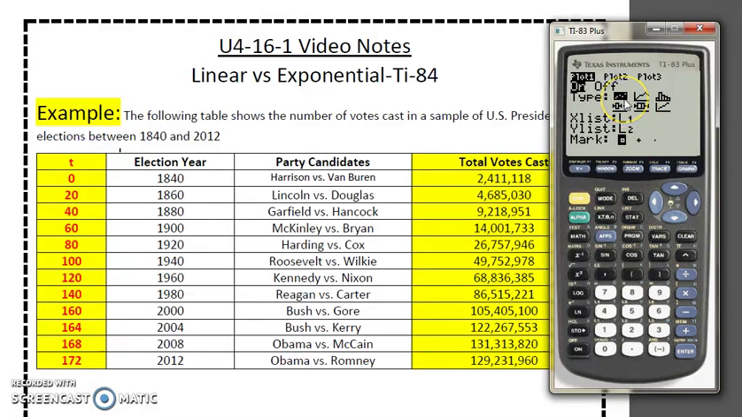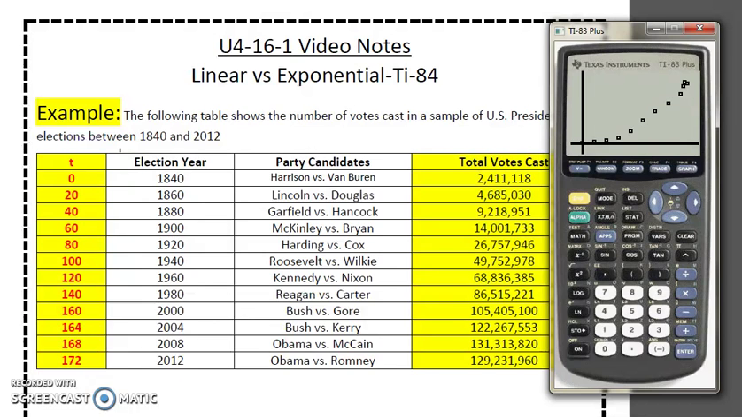Make sure it's on a scatter plot. I want to see the graph, so I'm going to hit zoom and 9. And if I look at this, it looks like an exponential model, but I can't say that it looks like an exponential model. I have to prove that it is, and that's why we turn the correlation coefficient on.